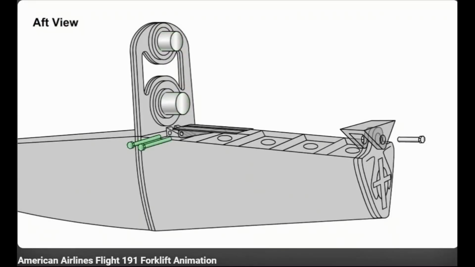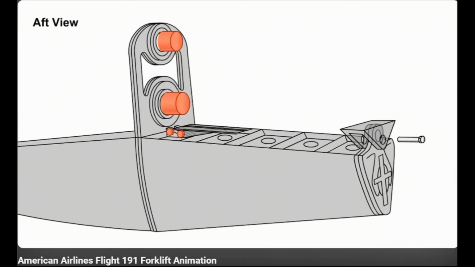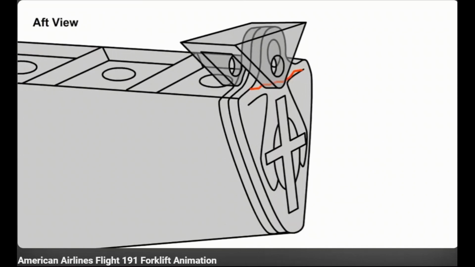During the reinstallation process, following installation of the forward attachment fittings, the NTSB believed that manipulations of the forklift caused the pylon assembly to rotate, allowing contact between the upper portion of the aft bulkhead and the wing clevis.